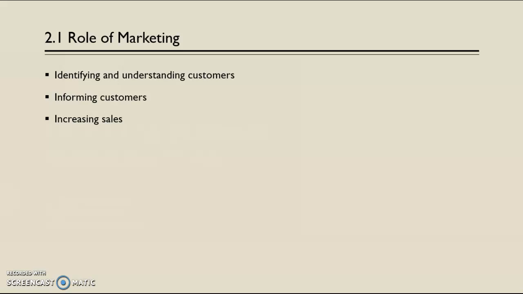Okay, so with every functional area within the business, it always starts with the role of. So the role of marketing covers these three areas. You are essentially trying to identify and understand your customers, which is where market research comes in. You are informing your customers, which is where promotion comes in, or some of the P's, and you're increasing your sales. Again, the use of the P's will help with that. So just remember that if you're asked about why a business is marketing, to focus it around these three answers.